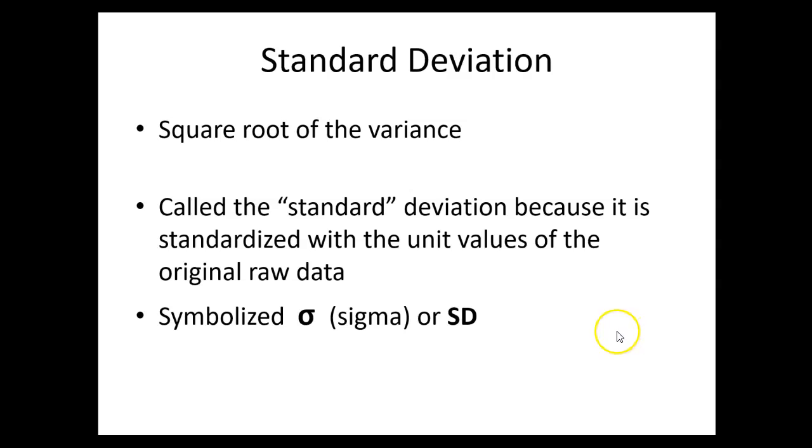Now, standard deviation is what we're mostly going to be interested in. In order to get the standard deviation, we need to get the square root of the variance. I'm going to show you how this is done, but I also want you to realize that this can be done very, very easily by using statistical software. But it's important to understand what standard deviation actually means. It's called the standard deviation because it is standardized with the unit value of the original raw data.